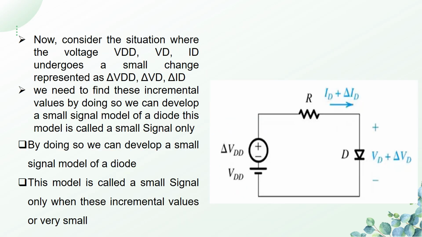So now let us consider the situation where the supply voltage VDD is increased by a small amount said to be del VDD, and correspondingly the diode current ID gets increased by a small amount del ID, and in turn the diode voltage VD gets increased by a small amount del VD. So this model is said to be small signal model of diode because we are considering small incremental values across all the elements.